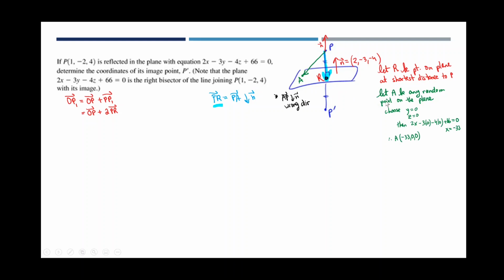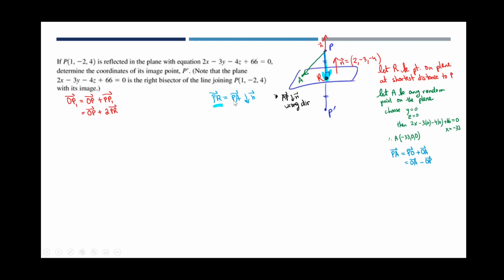Because A is some random point, we actually need to find it. There are infinitely many points you could choose here. So I chose to plug in 0 for Y and Z and solve for X using this equation that's provided for us for the equation of the plane. That gives me an X value of -33. So point A that I'm going to be using is this point here.